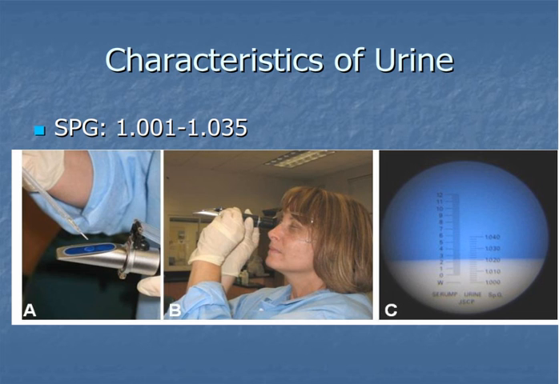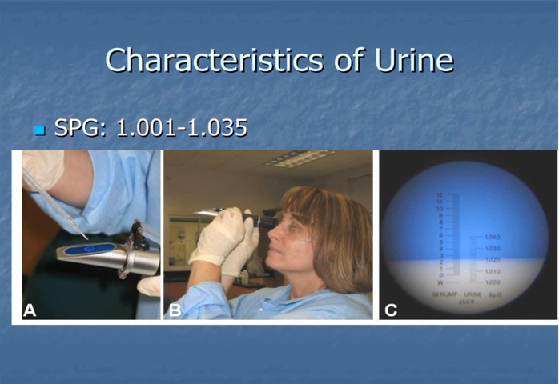So the specific gravity, which is abbreviated SPG, is just a measurement of the density of the fluid. Normally distilled water has a specific gravity of 1.000, which means that 1 milliliter of water weighs exactly 1 gram. Now, any solutes that we add to this fluid are going to increase the specific gravity. So specific gravity of urine typically is going to be greater than that of distilled water because it has solutes.